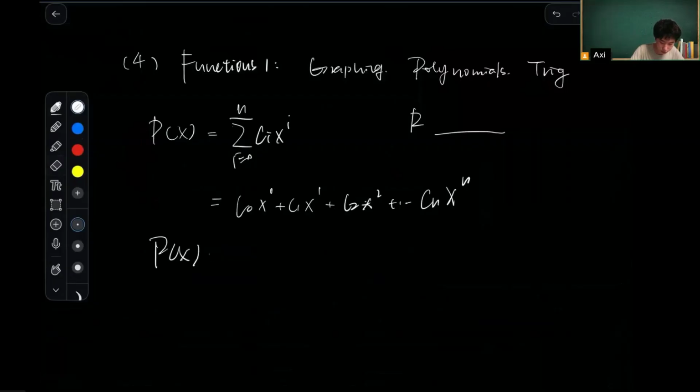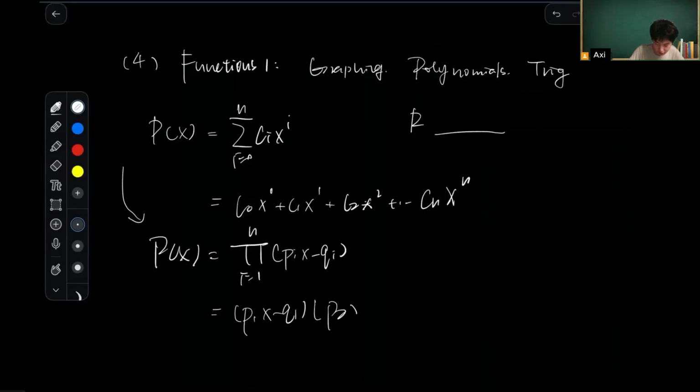There is also a second form, which is the product form. This symbol means the product of, similar to the summation sign. In this case, it can be written as something like this. Essentially, this is the factorized version of p of x. Or in an easier way to understand, it's just p1x minus q1 times p2x minus q2, etc., all the way up to pnx minus qn. This can provide you information on the factorization, thus also the information on the roots. This one, however, can provide you information on the coefficients, and this one is much more commonly seen compared to the factorized version.